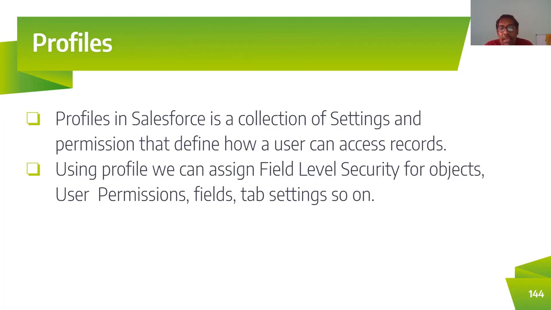Using profile, we can assign field level security for objects, user permissions, fields, tabs, settings, and so on. So profile is nothing but a collection of settings and permissions that define how the user can access the record. What is profile? Profile is a collection of settings and permissions where the user can access the record, and it also contains field level security for objects, user permissions, fields, tabs, settings, and so on.